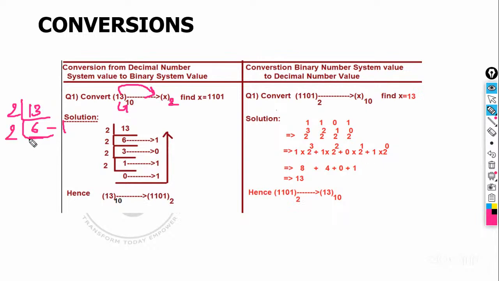Then again, I'll divide by 2. 2 threes are 6. Exactly, it got divided, so the remainder is 0. Again, I'll divide with 2. 2 ones are 2. The remainder is 1. And again, I'll divide with 2. The remainder is 0.